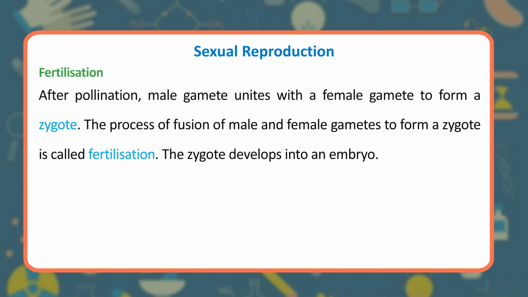Fertilization. After pollination, male gamete unites with a female gamete to form a zygote. The process of fusion of male and female gametes to form a zygote is called fertilization. The zygote develops into an embryo.